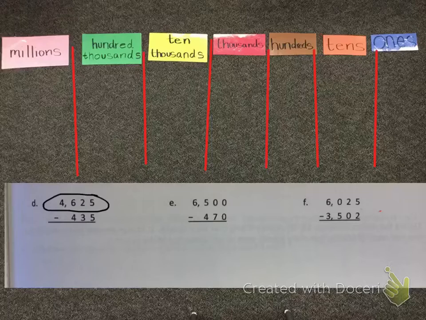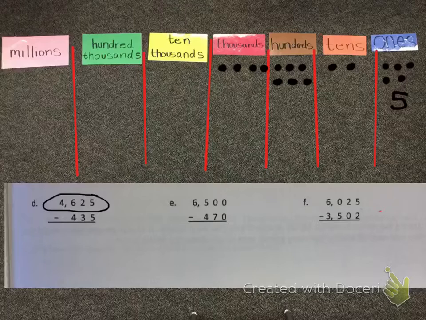4,625. Okay, so I'm going to put the dots. So 5 ones, 1, 2, 3, 4, and 5. 2 tens, 1, 2 hundreds, 1, 2, 3, 4, 5, 6, and 4 thousands. Cool. And now I'm going to put the digits underneath. Perfect. 4,625. We are subtracting 435.